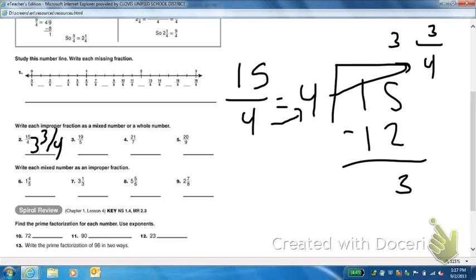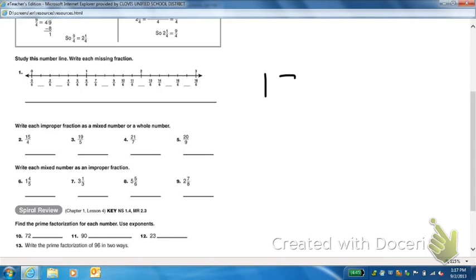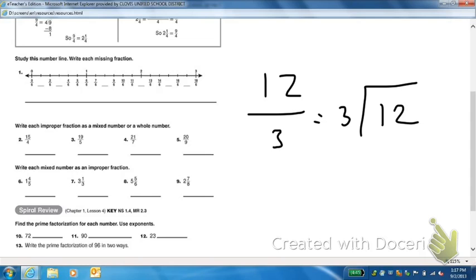And if it goes in evenly, then that's fine. For example, if you had a problem like 12 over 3, 12 divided by 3, and 3 goes in 12 4 times, then the answer would just be 4. So if you have a problem that goes in evenly, you could have a whole number as an answer. It doesn't have to always be a mixed number.